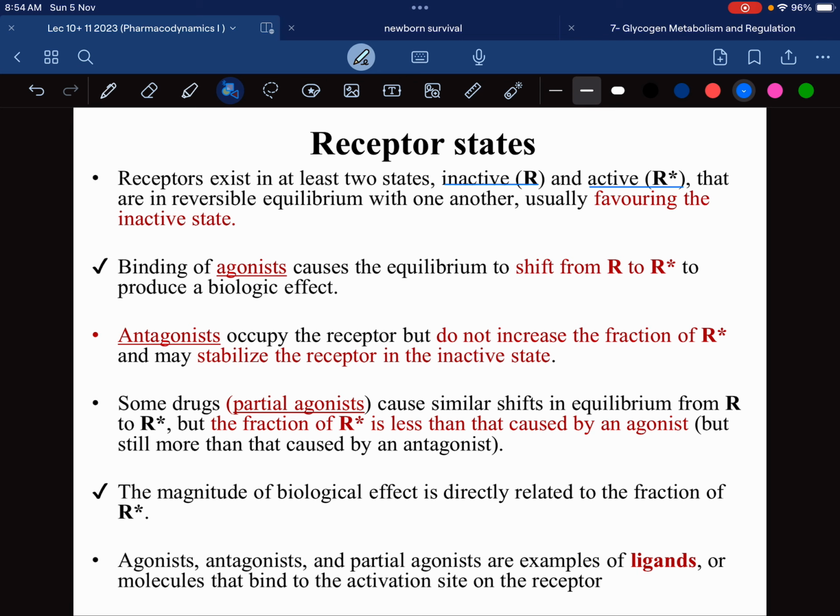So most of the time, the receptor is in its inactive form. But when there is an agonist in the media or around it or bound to its binding site, it will transfer it from R, which is the inactive form of the receptor, to R star, which is the active form, to produce the biological effect. That means the receptor will not produce any biological activity if it stays in the R state, the inactive form, the least energy form.